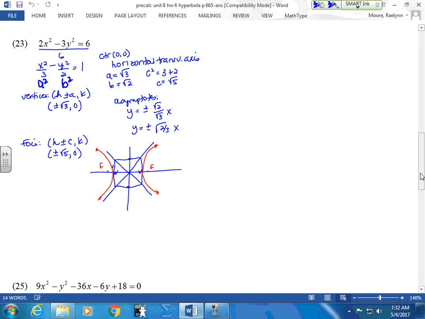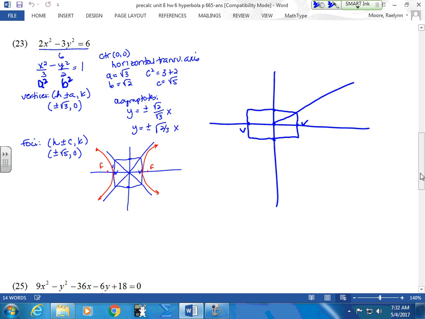Now, my center is at 0, 0. Again, my center is at 0, 0. X is my major axis. So radical 3 is like 1.7, so I go here. 1.7, I go here. If I go up radical 2, it's just a little bit more than 1. That's my covertice. This is my box. These are my asymptotes. My hyperbola branches go off of my vertex, and I use this as a guideline. I use it as a guideline.